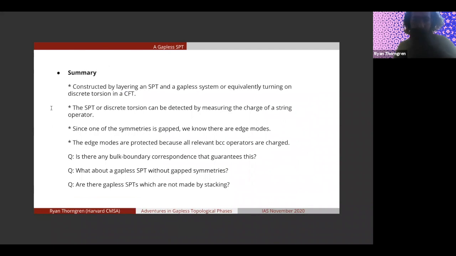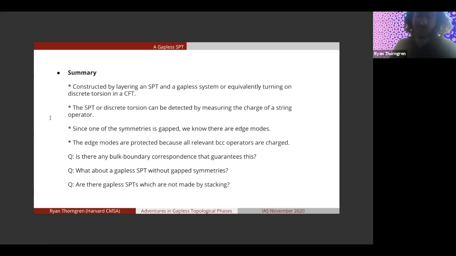So here's a quick summary of that example. The questions that we want to ask now are, what is the bulk boundary correspondence? Like, how could we have seen that this edge mode is there, especially in more general systems? In particular, we're interested in gapless SPTs where none of the symmetries are gapped. Or we might even be interested in gapless SPTs which are not of this stacked form.